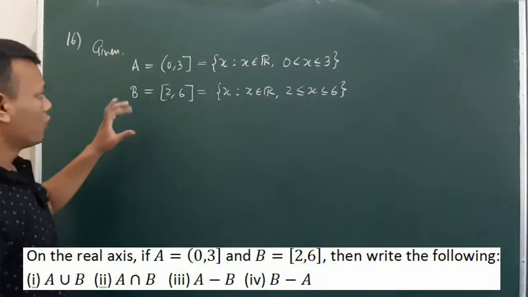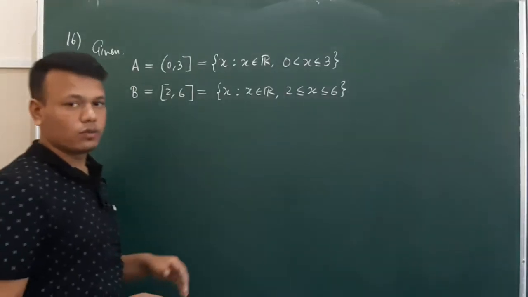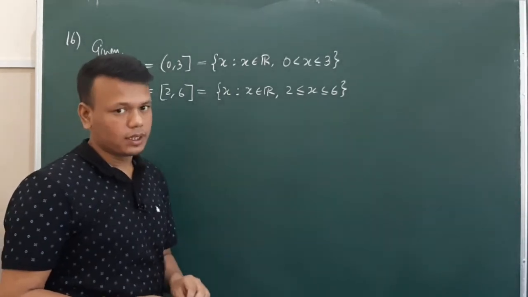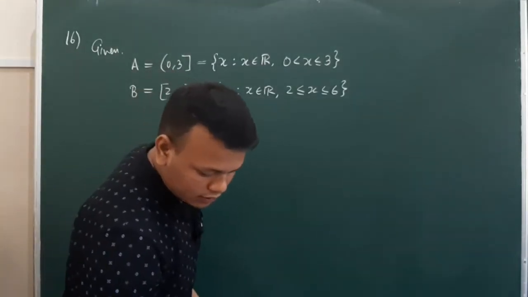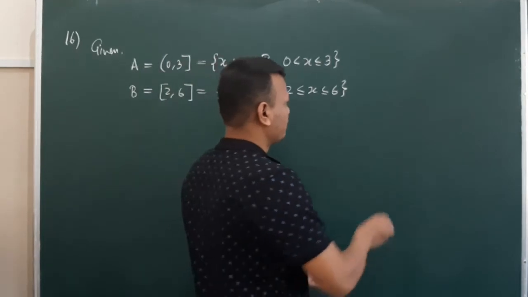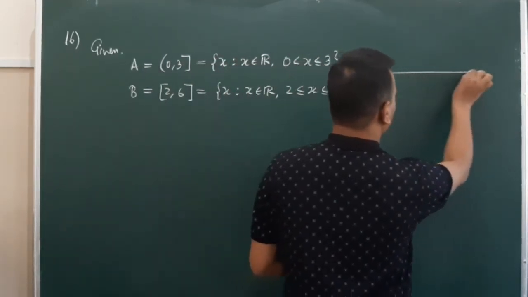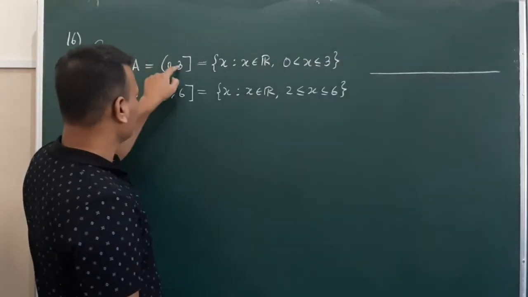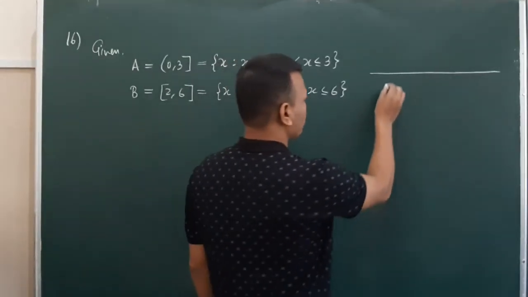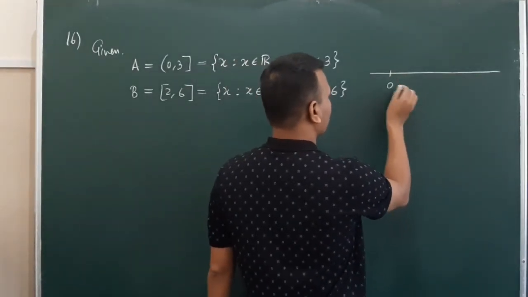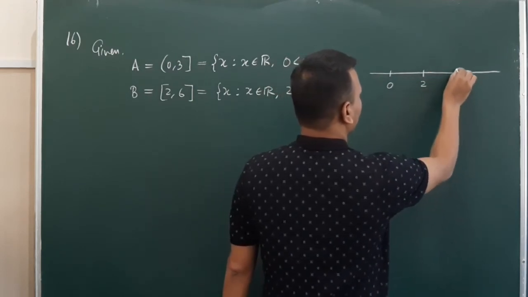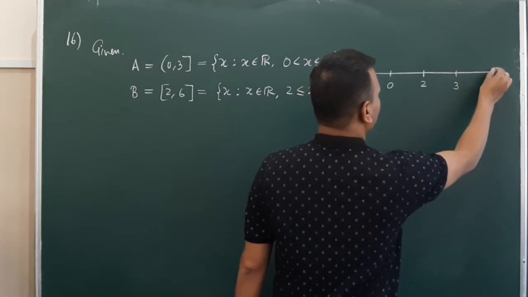Now what we need to do is write what is A union B, A intersection B, A minus B and B minus A. So before that, let me draw a real line. Alright, so what are the points given here? 0 is given, 2, 3, 6. So let me write 0 to be here, 2 to be here, 3 to be here and 6 to be here.